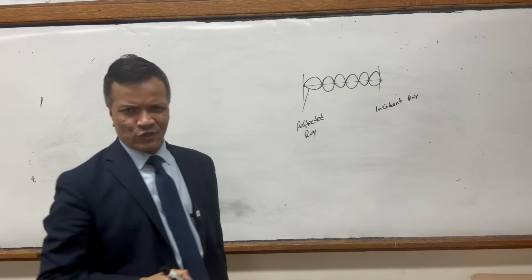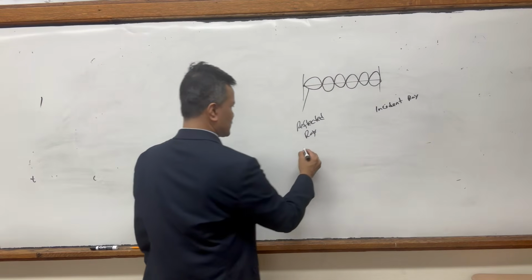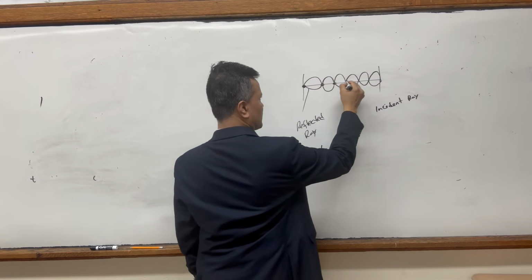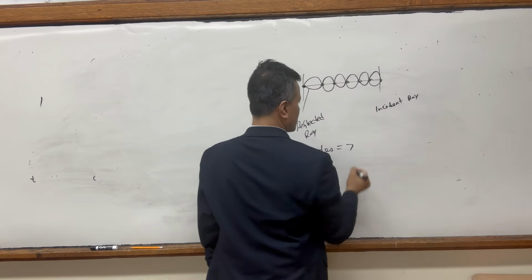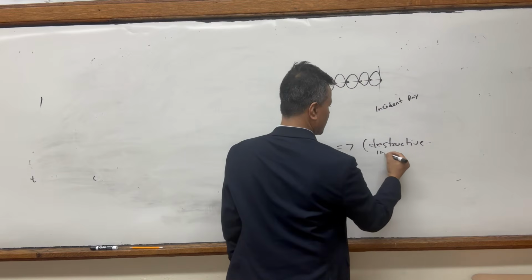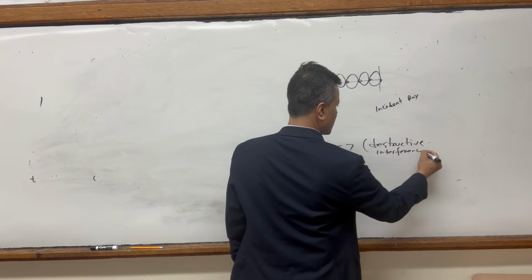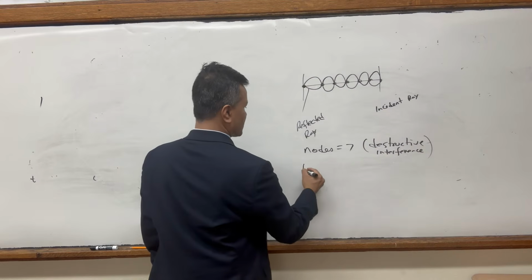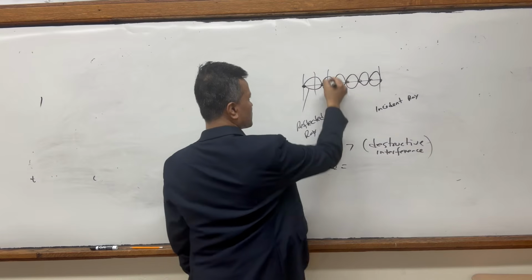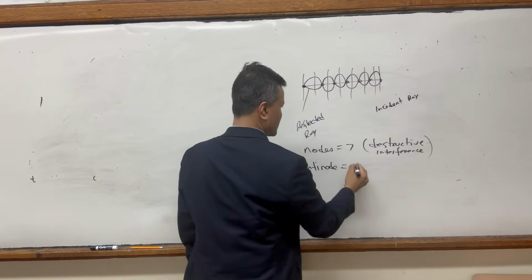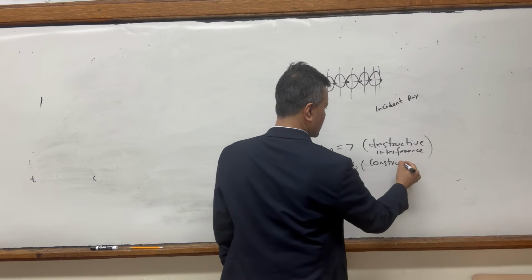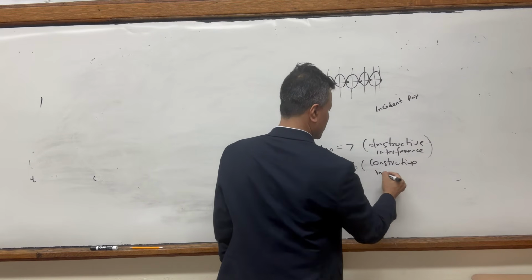All right, by doing so, I created nodes. So what are the nodes? 1, 2, 3, 4, 5, 6, 7. So 7 destructive interference. And I created antinodes. 1, 2, 3, 4, 5, 6, and this is constructive interference.